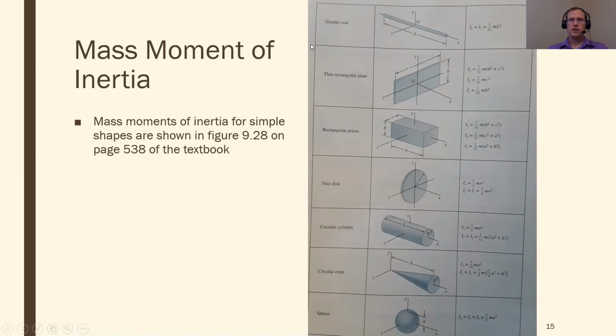So that is the principal moments of inertia, minimum and maximum values, as well as the mass moment of inertia. And that concludes our talk about moment of inertia, other than the examples we'll see later on in class.